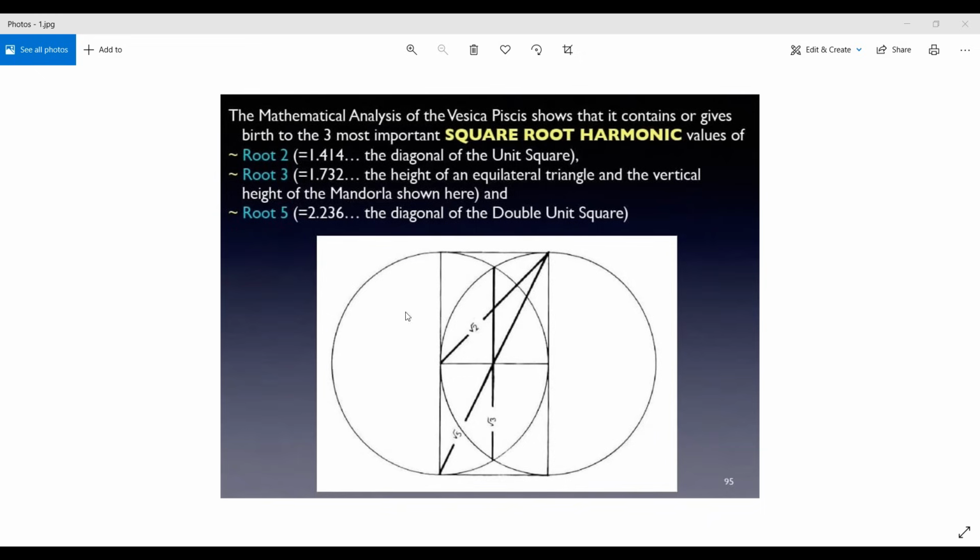You can see the basics here. Actually, there are two squares you can see here. This is one square, this is one square. Overall, there is a rectangle. Inside the rectangle, you can see there is a square root of 5. It's a diagonal of the rectangle. Square root of 2 is actually the diagonal of a square. Square root of 3 is hidden in this fish region.